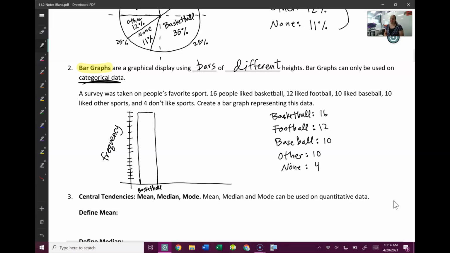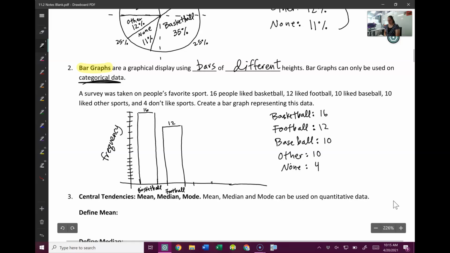Now, big thing about bar graphs, and statisticians are very picky about this. Bars on your bar graph do not touch, ever. If it's a bar graph, the bars should not touch. So we're going to do our next category here. Let's do this one, football. And it has 12. So about there. So I can see that's my basketball, 16. Here's my football, 12. And my bars are not touching. Statisticians are very picky about that.